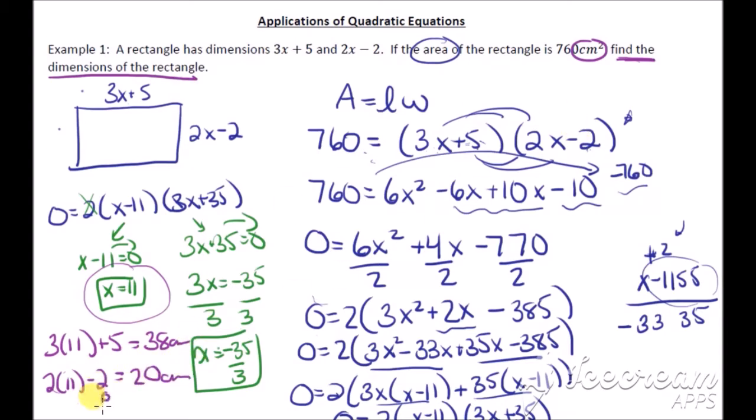So therefore, the dimensions are 38 by 20. And you can double check: what's 38 times 20? Well, it's 760, so that's a good check.